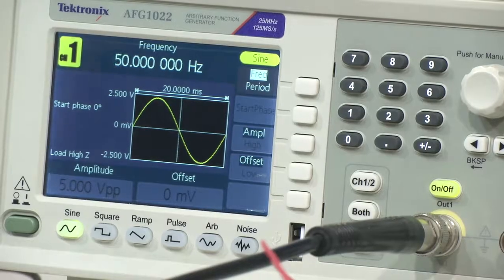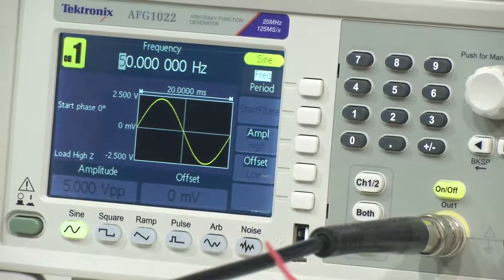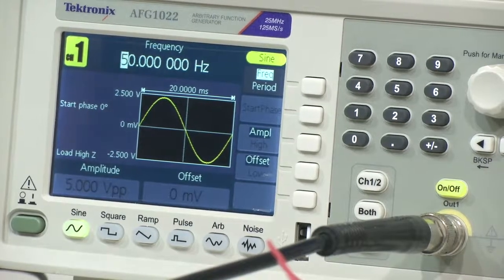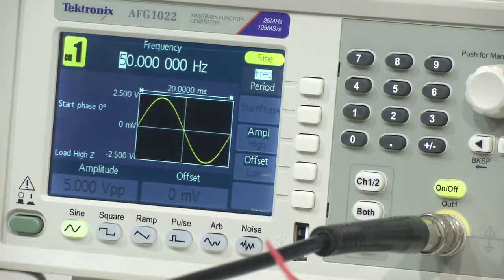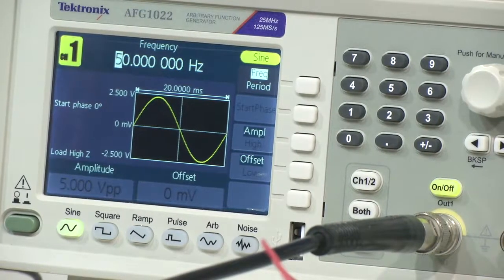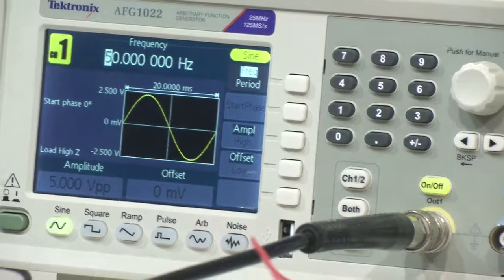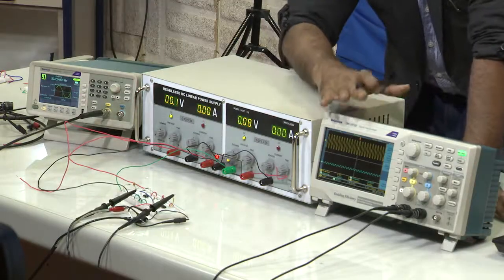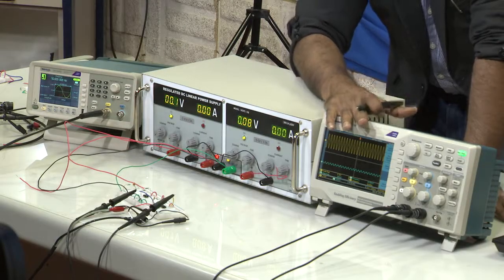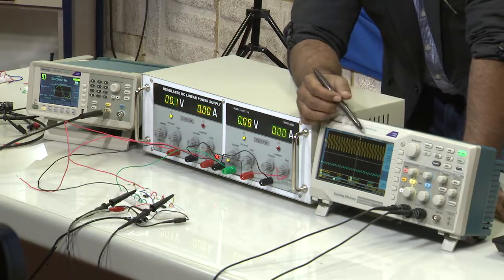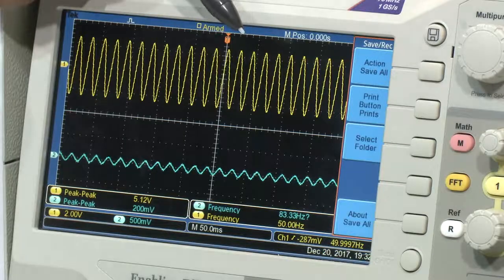You observe that a frequency of 50 hertz is given and the amplitude is given as 5 volts. The frequency is 50 hertz, amplitude is 5 volts. In this particular case, my output voltage, which is the voltage on the oscilloscope. What is the output voltage? Let us see, if you can zoom in, excellent.